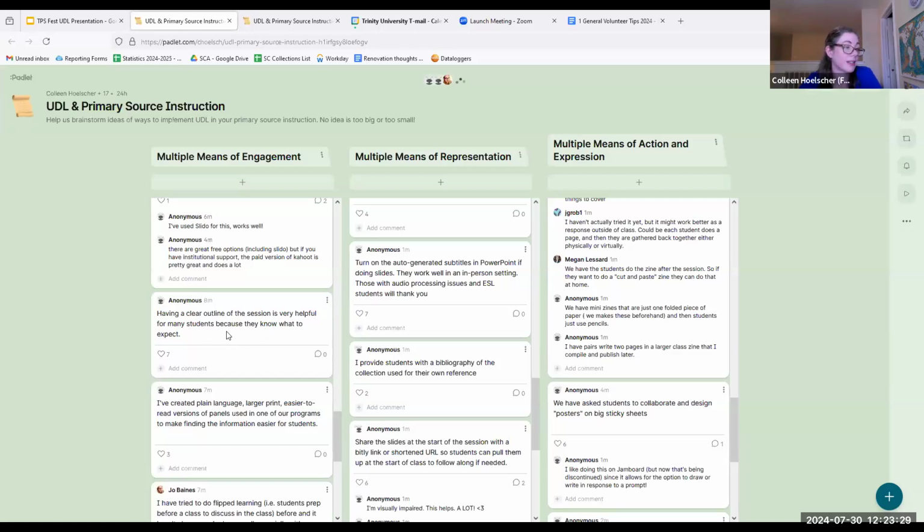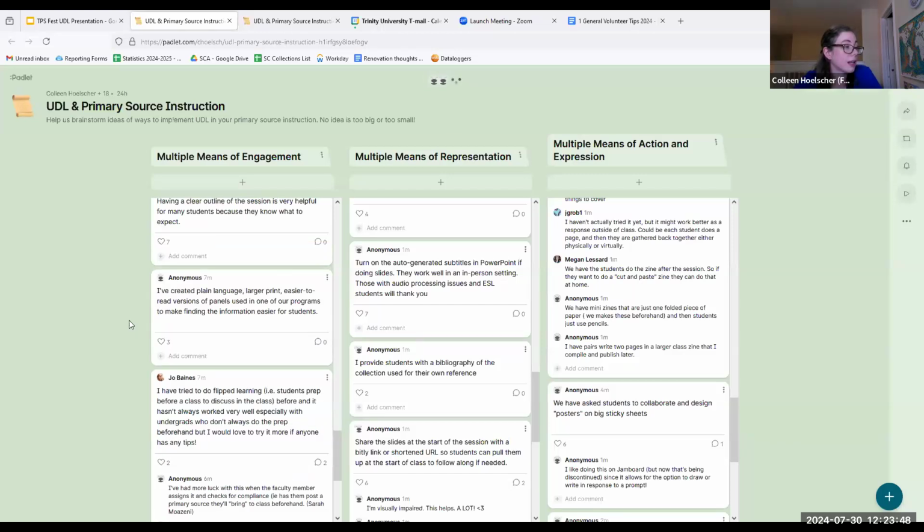Having a clear outline of the session is very helpful for students because they know what to expect. That's a really great idea. So making sure at the beginning of the presentation, you have an agenda. That also allows students, if they need to step out, to know when it would be a good time to do so.